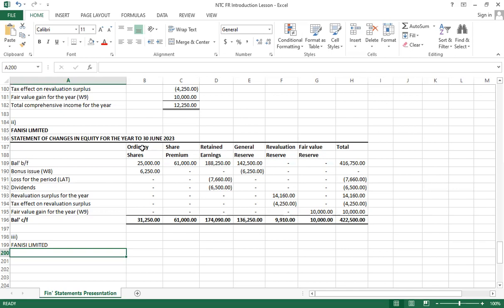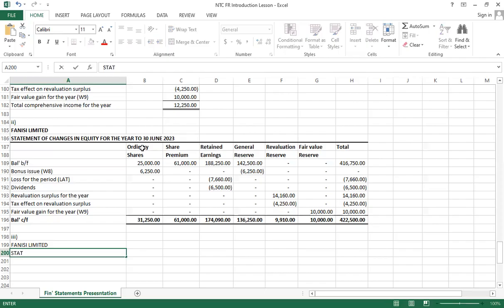But again, do not worry about that, because your syllabus is very clear that we only look at the financials of companies. The focus is on presentation and preparation of financial statements of companies strictly. Nothing like sole proprietorships, partnerships, and so on.